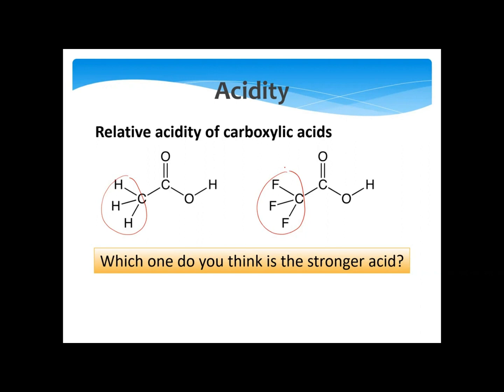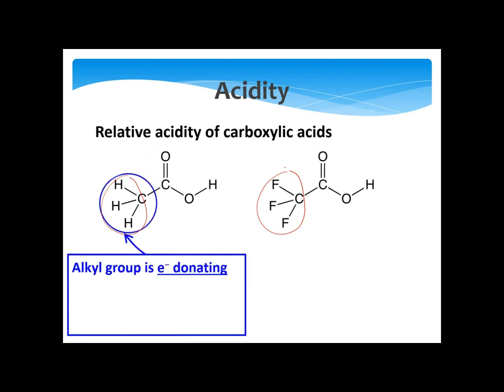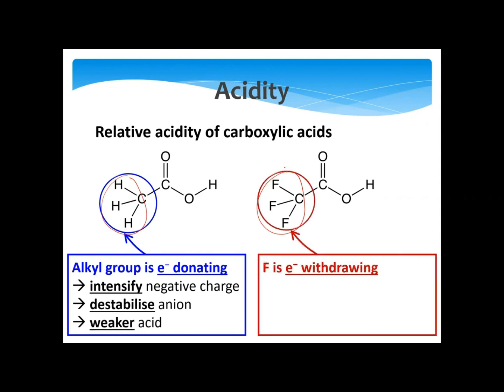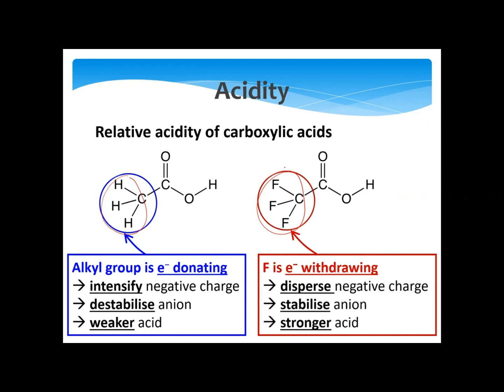How do we compare the groups attached to the COOH or the COO minus as we compare the stability of the carboxylate anion? Alkyl group is electron donating, as we mentioned earlier. It will intensify the negative charge on the carboxylate anion, destabilize the anion, and therefore it will be a weaker acid. On the other hand, I have fluorine, an electron withdrawing group over here. It will disperse the negative charge, stabilize the anion, and as a result, this CF3COOH will become a stronger acid.